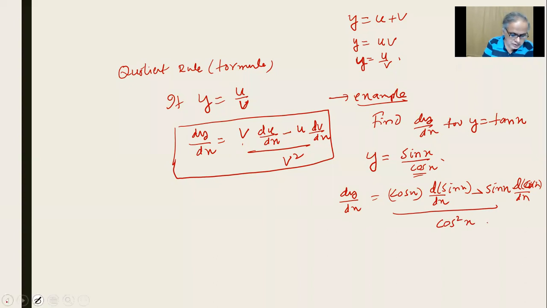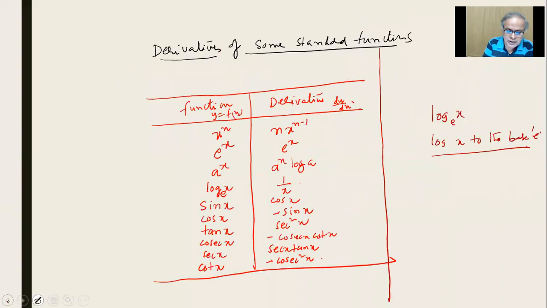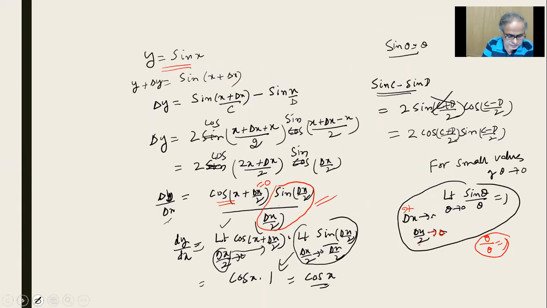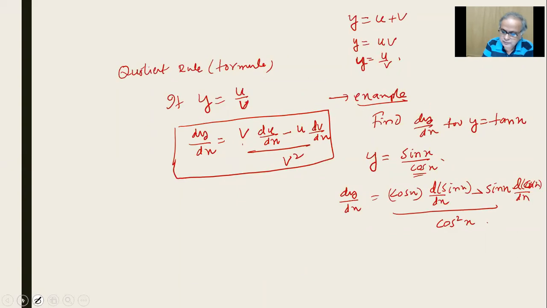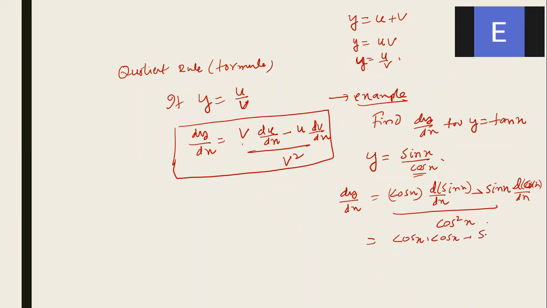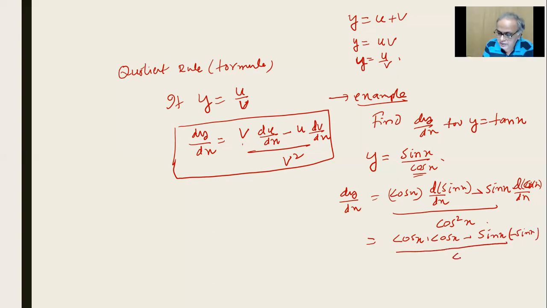Now look at the previous table, children. Derivative of sin x is what? Cos x. Derivative of cos x is minus sin x. So if I apply that here, cos x into derivative of sin x is cos x, cos x. Minus sin x into derivative of cos x is minus minus sin x, by cos square x.